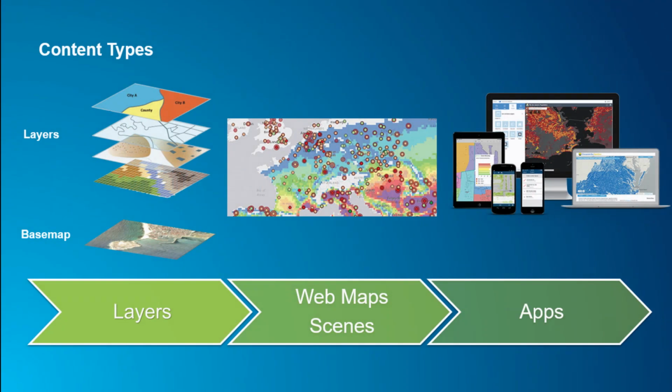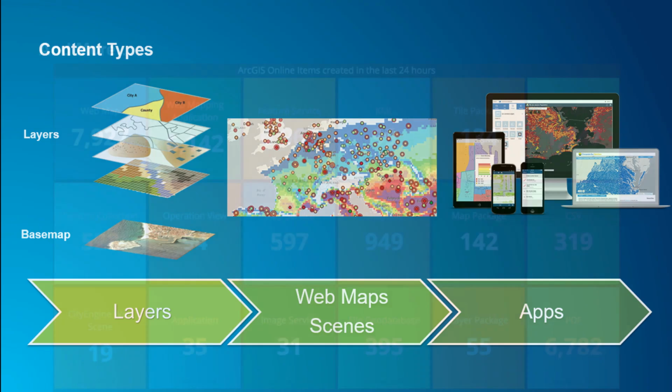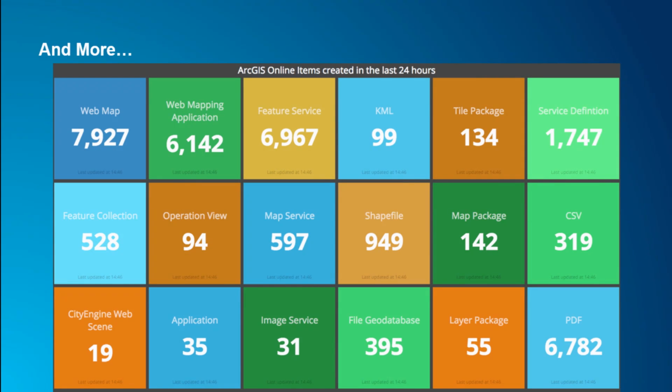Content types. So the main content types in ArcGIS Online are layers, maps, scenes, and apps. Layers are your data visualized, and layers put together make maps or 3D scenes, and apps are how you present them. But that's not the only type of content we've got available in the platform. We've got a lot more, as you can see here. In just the past 24 hours, about 8,000 web maps were created, 6,000 web mapping applications, and about 7,000 feature layers. And we've got a whole slew of other content types as well.